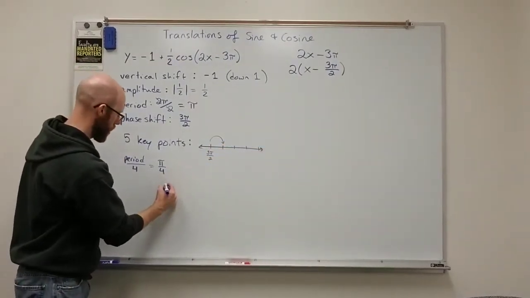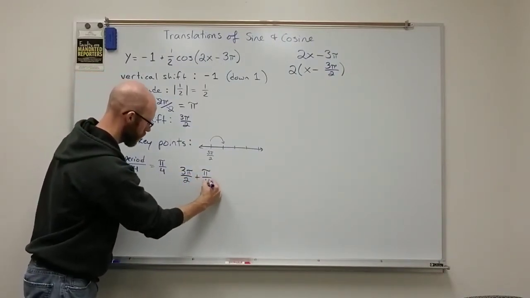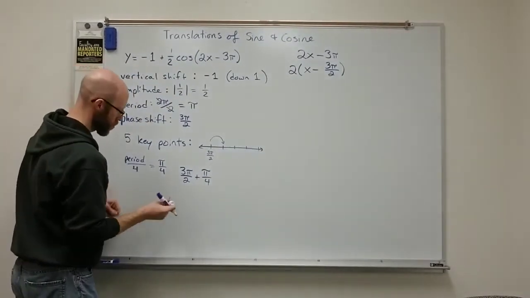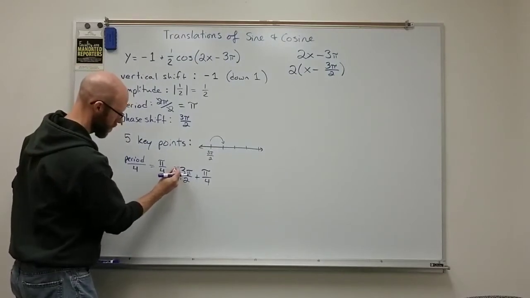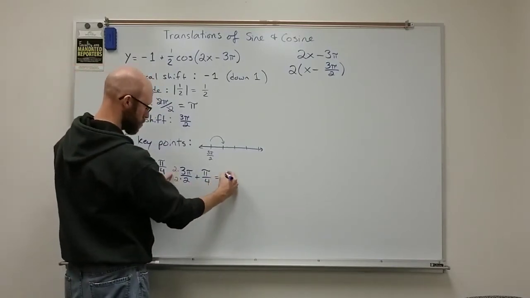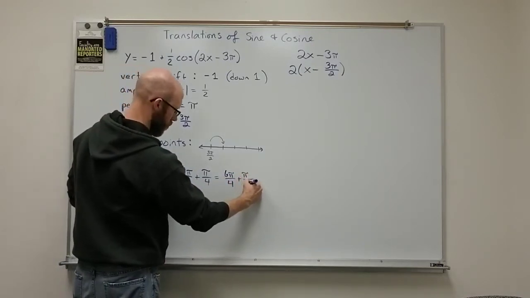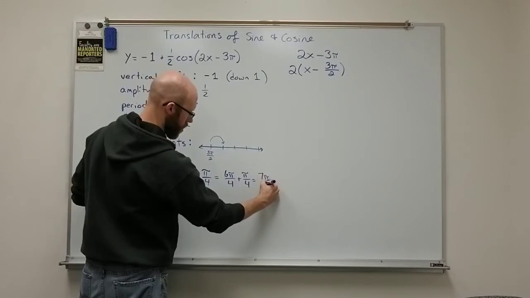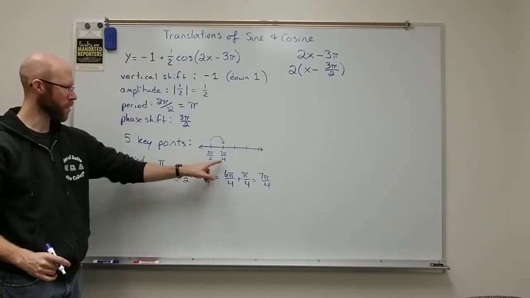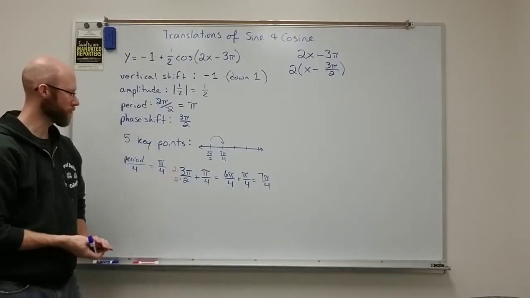Okay, so we look at 3 pi over 2 plus pi over 4. Well, I need a common denominator, and that common denominator will be 4. So we have to multiply top and bottom by 2. That will give us, let's see, 6 pi over 4 plus pi over 4 is 7 pi over 4. Right, that will be the second of the 5 key points.